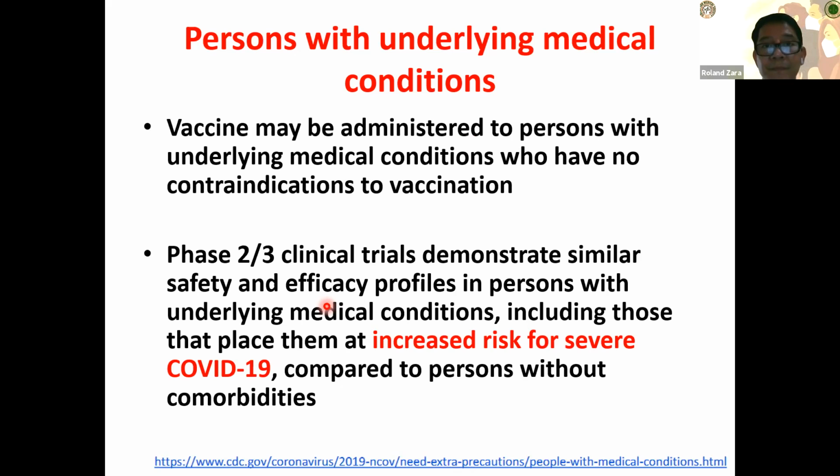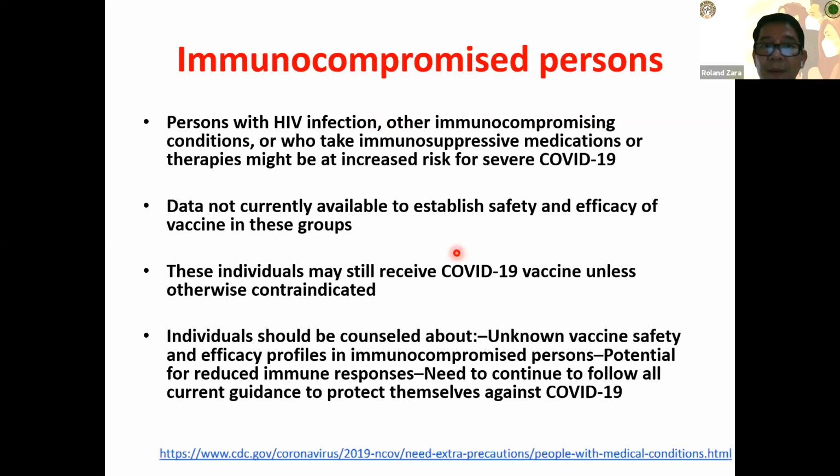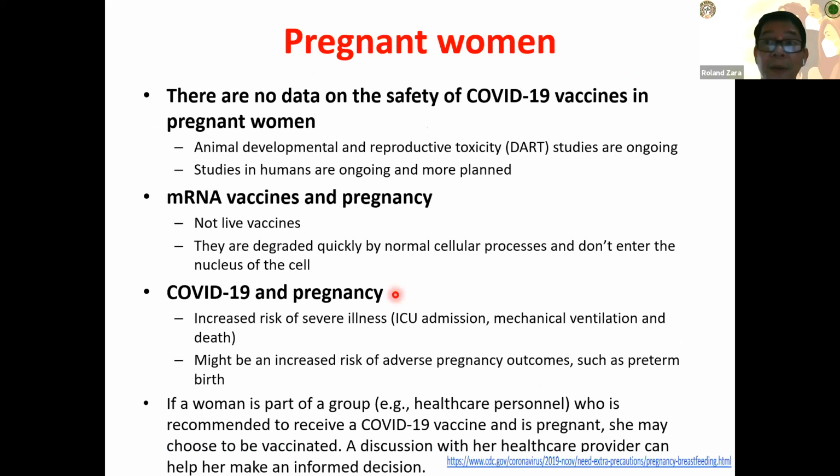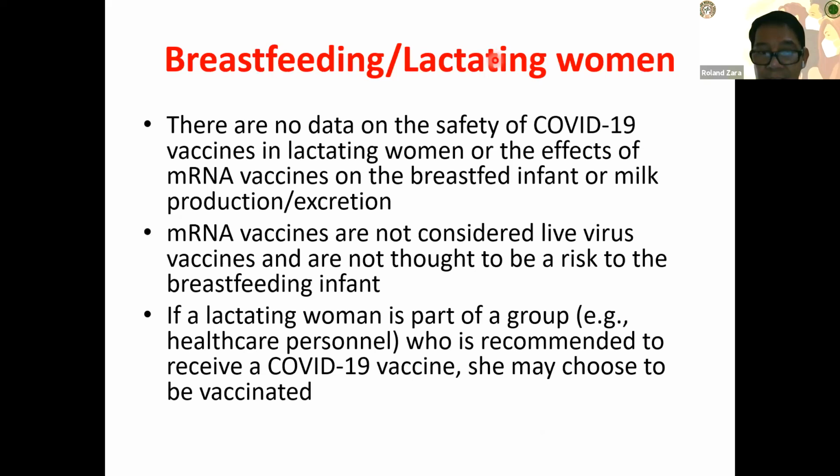So how do we vaccinate immunocompromised persons? These are your guidelines. A person with HIV is immunocompromised. So read this. Pregnant women, am I going to vaccinate? Those are the questions, and these are the answers. Am I going to vaccinate breastfeeding or lactating women? These are the answers.